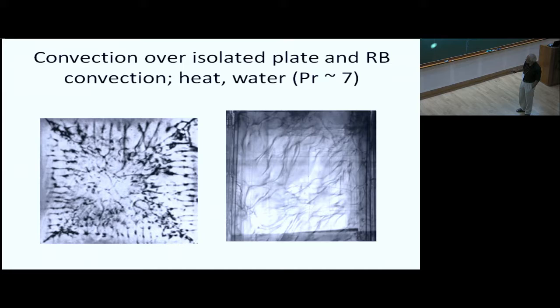And this is a picture taken in Rayleigh Bernard convection. And again, you can see these plumes. And the outer flow would be aligned like this. The plumes are getting aligned because of the outer flow, and the outer flow would be in this direction.